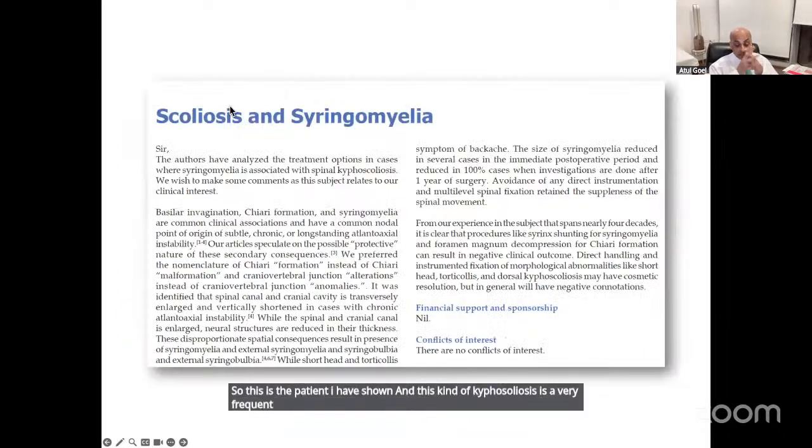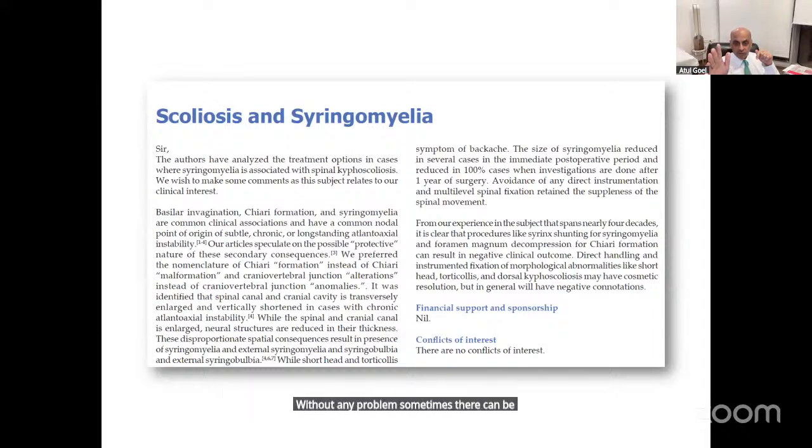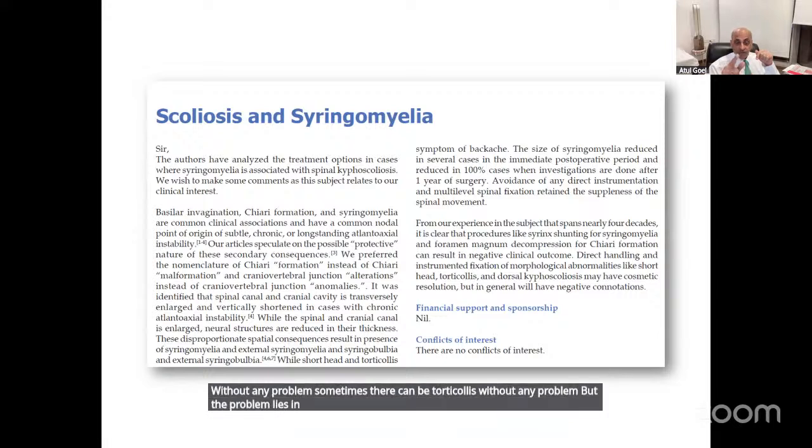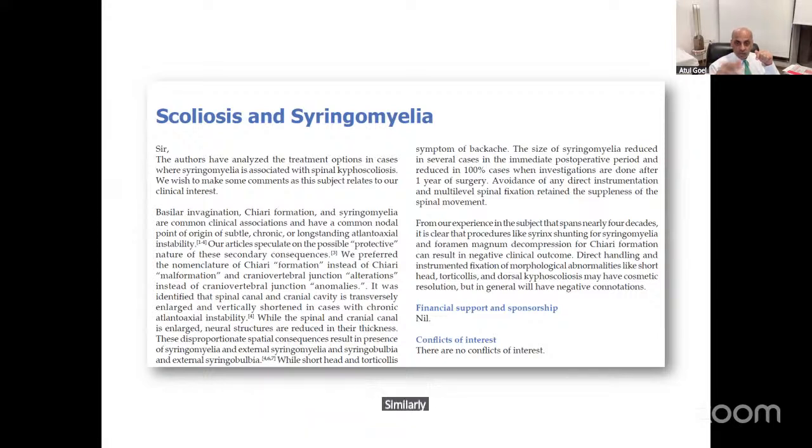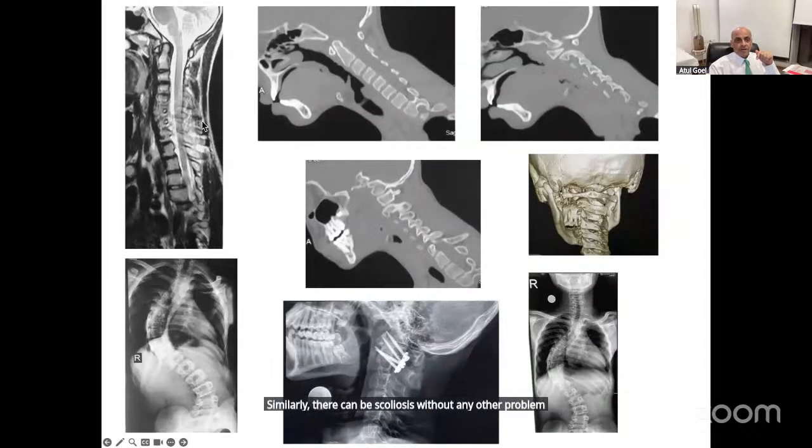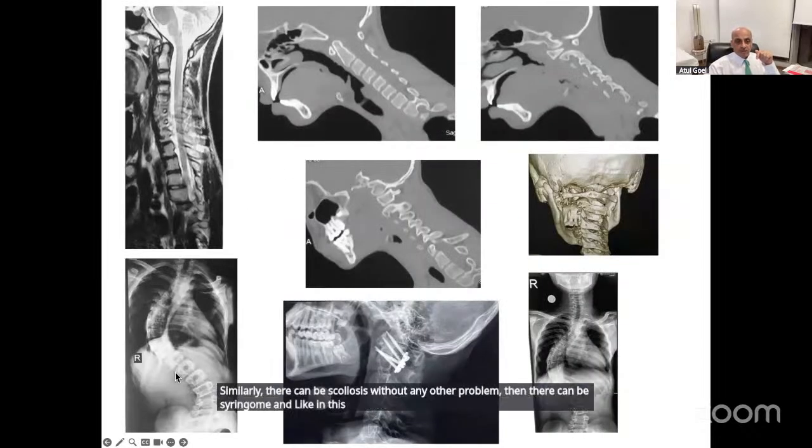And also another thing is, like I said, sometimes there can be syrinx without any other problem. I said basilar invagination can be without any problem. Sometimes there can be short neck without any problem. Sometimes there can be torticollis without any problem. But the problem lies in craniovertebral junction. Similarly, there can be scoliosis without any other problem. And like in this patient, there is a severe deformity, and there is not much problem here.